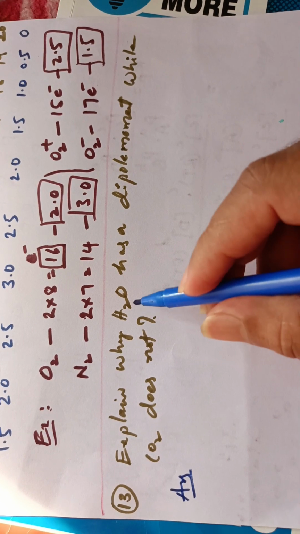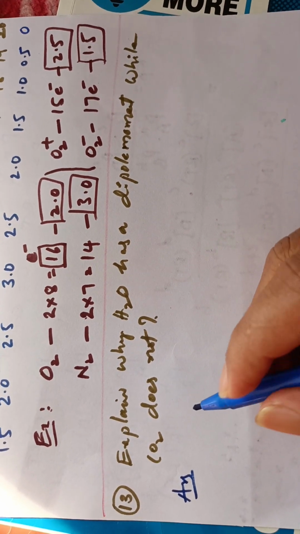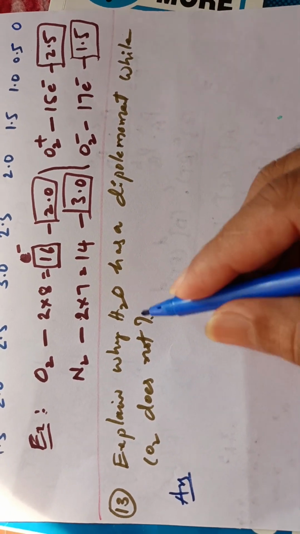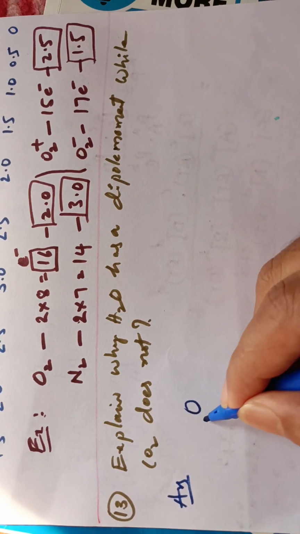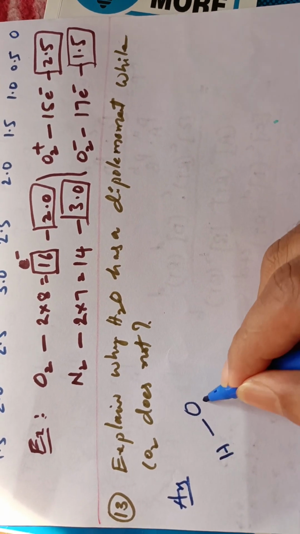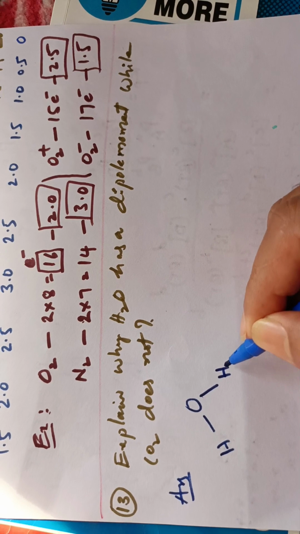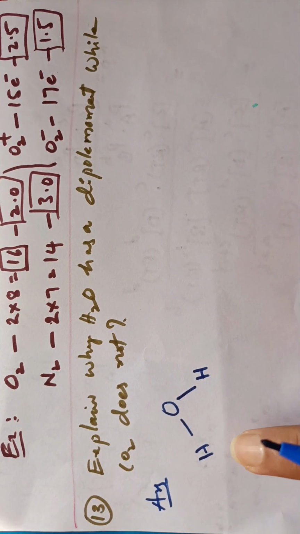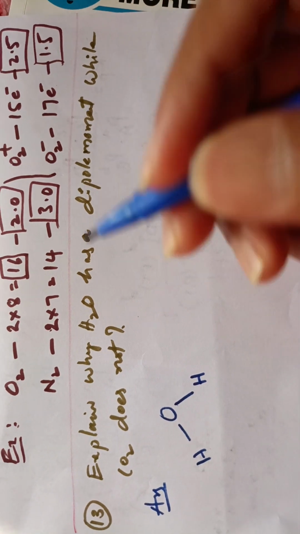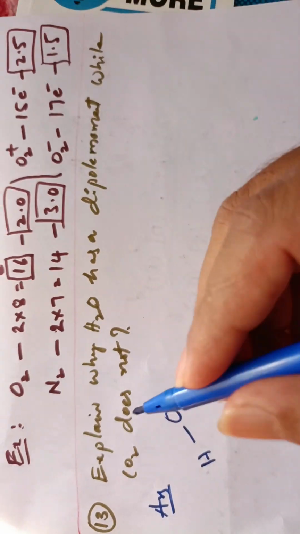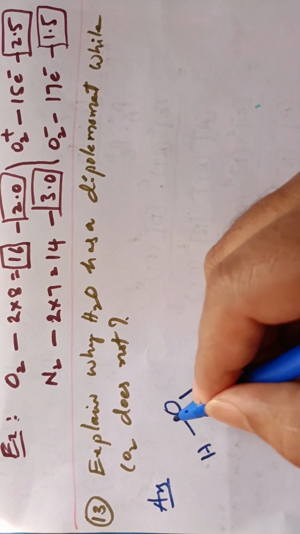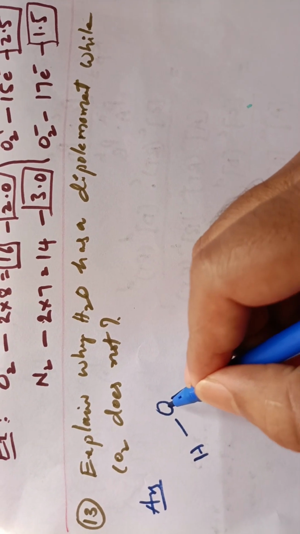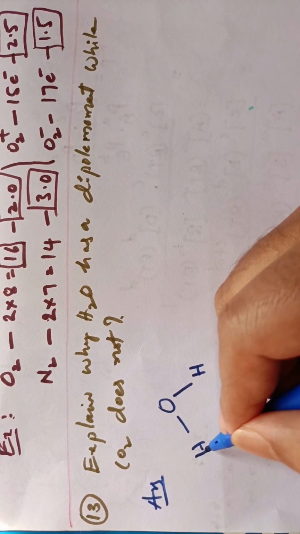I am writing the H2O structure. H2O is water, na? This is the oxygen, hydrogen. This is the V-shaped structure, bend structure. In this, oxygen has more electronegativity than the hydrogen atom.